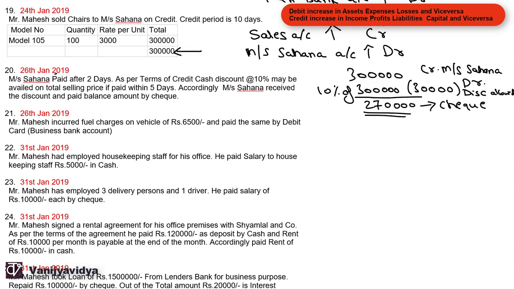Third, 2,70,000 is received by check. So we will deposit it in our bank account. So PQR bank account. Now PQR bank account is an asset. There is an increase in the balance of PQR bank account. So we have to debit. So journal entry will be PQR bank account debit 2,70,000, discount allowed account debit 30,000 to Messrs. Sahana 3 lakhs. Let's pass this journal entry.